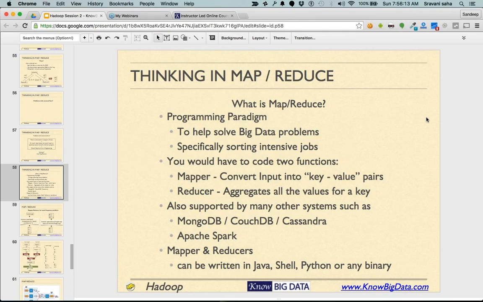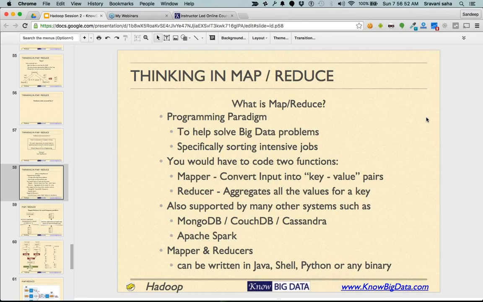When you are running a MapReduce, the reduce phase is optional. Sometimes you don't want sorting. Whatever is the output given by the map, you want it to be stored directly in the output. This MapReduce paradigm has been fairly successful, and therefore databases like MongoDB, CouchDB, and Cassandra, along with Apache Spark, have all adopted a similar MapReduce.